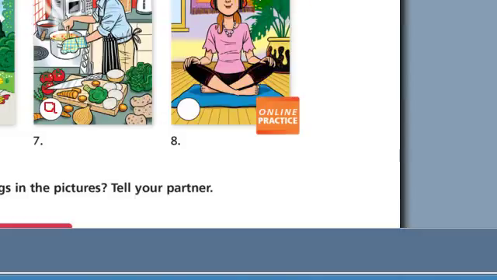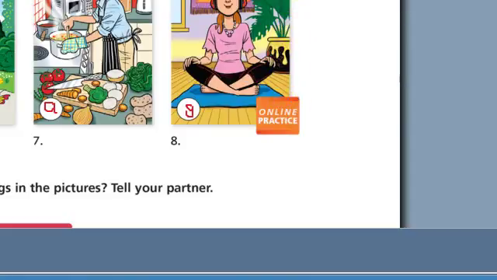Okay, and last one, only one choice. Okay, what is she doing? Is she exercising? No, she's listening to some music here. She's probably meditating. She's trying to relax. Okay, so let's give her a G here. GG. Okay, there we go.